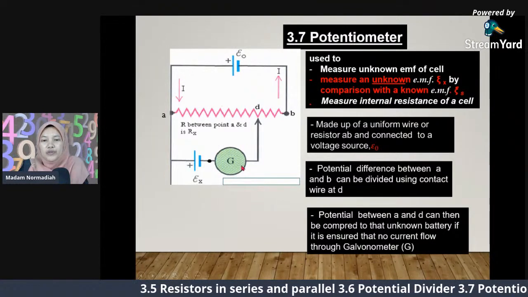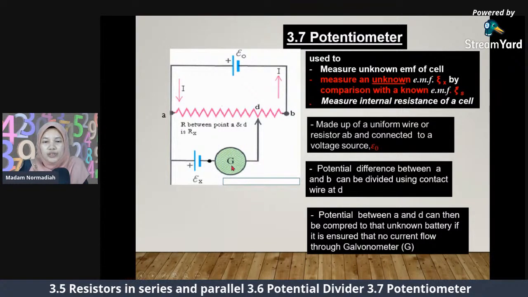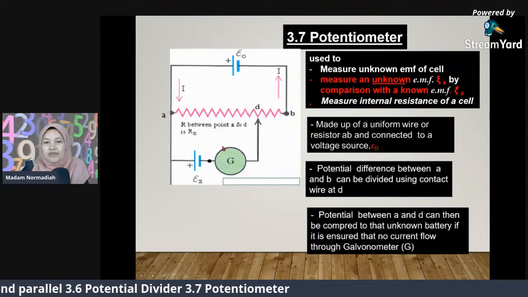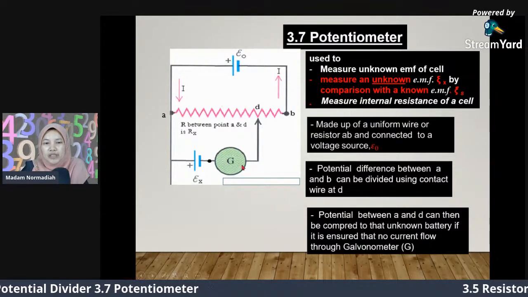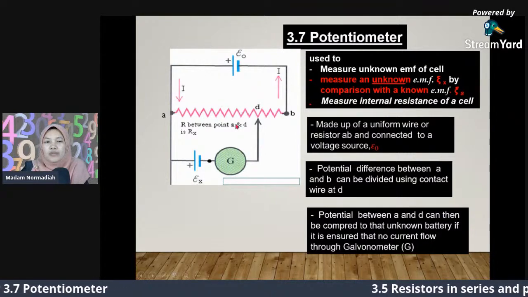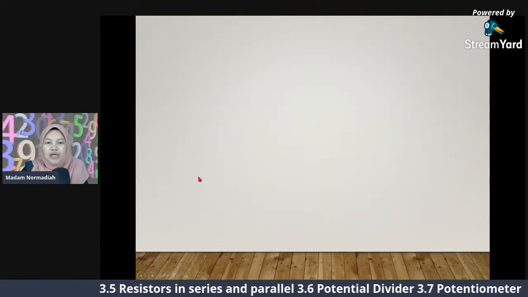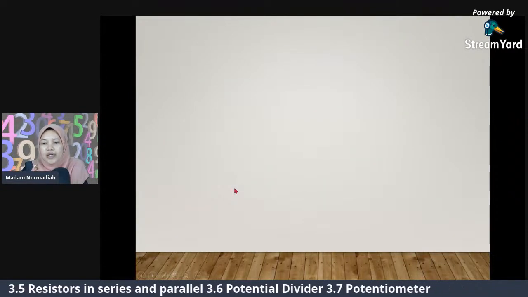Okay, when the galvanometer equals 0, it means there's a balance point, and no current flows through the galvanometer. So the potential at AD equals EMF X, the unknown EMF.